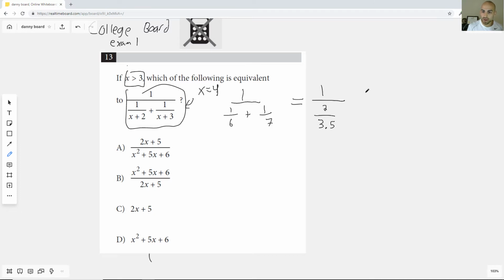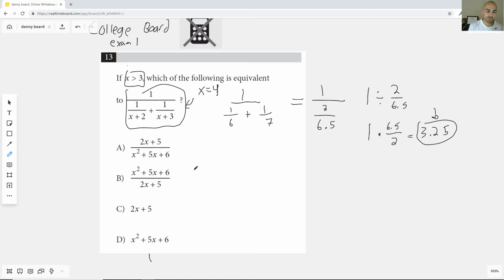And I can now rewrite this as 1 divided by 2 over 3.5. I'm sorry, not denominator 3.5. Denominator 6.5. Because 6.5 is halfway between 6 and 7. And we're just kind of averaging those denominators. So then we have 1 times 6.5 over 2, which is roughly about 3.25. So that's what we get when we plug 4 as x into this equation here.